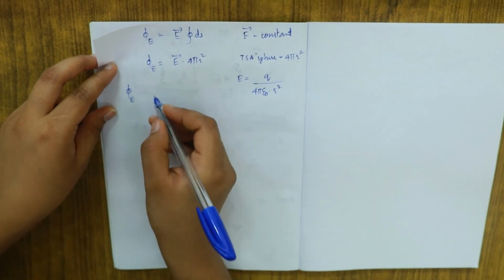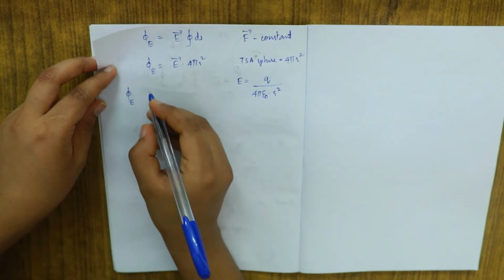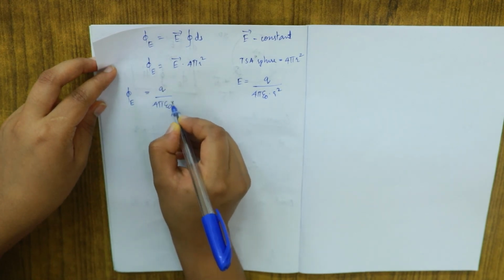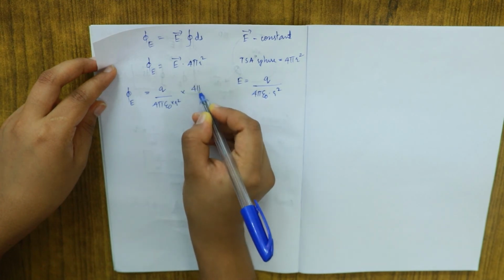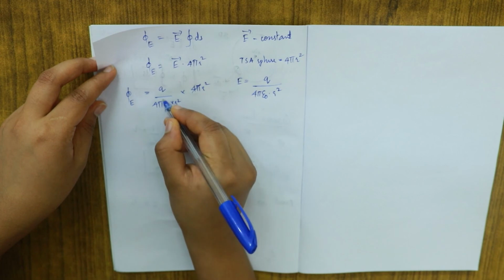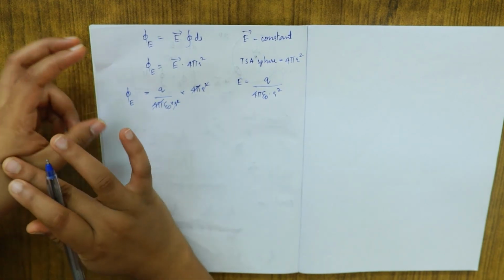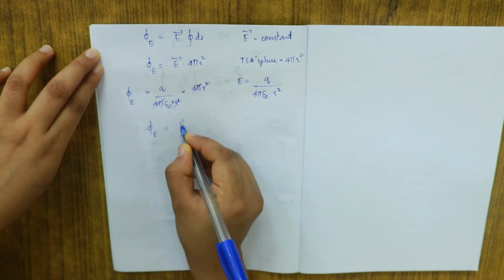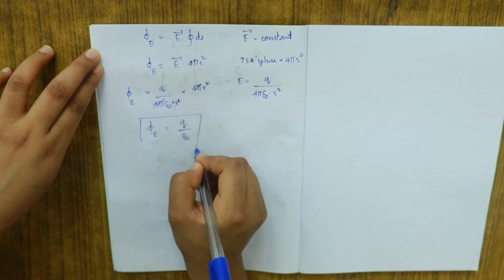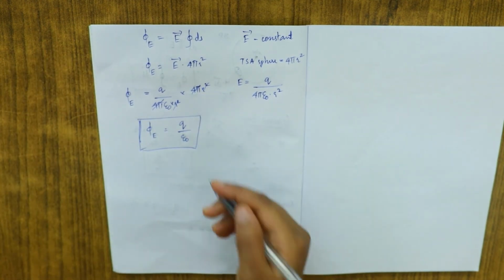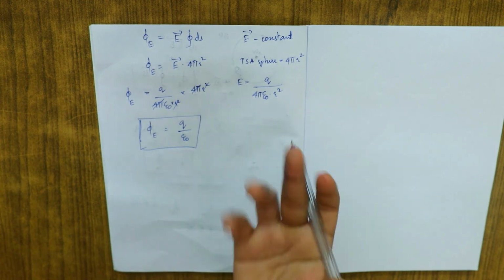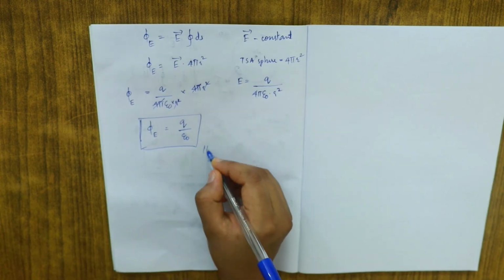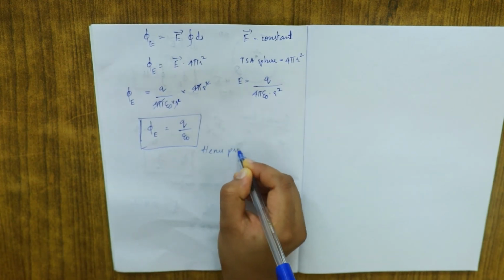Thus phi E, the electric flux passing through a closed surface, becomes Q by 4 pi epsilon 0 into r square, into 4 pi r square. 4 pi gets cancelled. R square gets cancelled. So what is the remaining part? Phi E becomes Q by epsilon 0. Hence, we have obtained the proof that phi E is equal to Q by epsilon 0, and also phi E is equal to the closed integral of E dot ds. Hence, we have obtained the proof of Gauss's law.